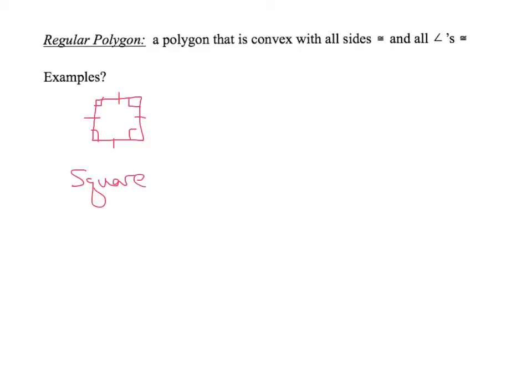The other figure is an equilateral triangle. Because in an equilateral triangle, it's also equiangular, making them 60 degrees at each corner. And then all of your sides are going to be congruent. So this is an equilateral triangle.